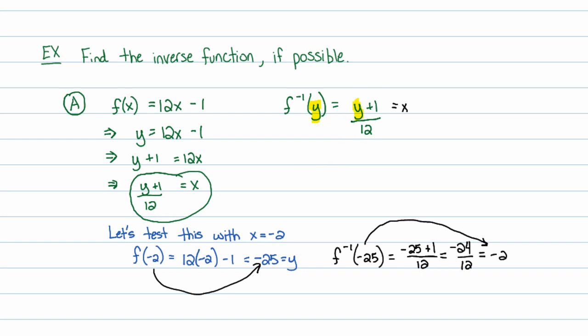If you're using an online homework system, this is what you do at the end. You change everything that says y into x. That's all. So in other words, f inverse of x is equal to x plus 1 over 12. So all I did really is I have a function. I say, well, that means y is equal to, and then I solve for x. That was my inverse. That's all you have to do. Now I want to show you also that this is an inverse function. I'm going to prove it to you.